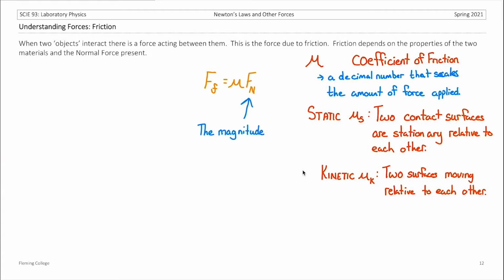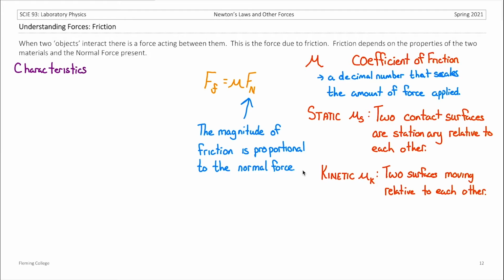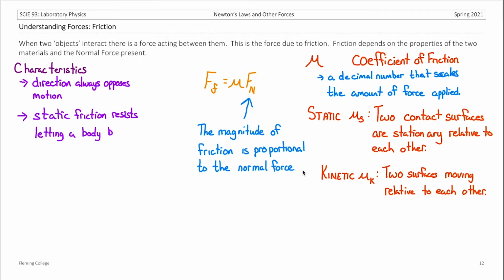From the equation, you'll see that the force of friction depends on the amount of normal force. So if we have more normal force applied, then we will have more friction. If we have less normal force applied, then the friction will decrease. As I said, our equation is focused only on the magnitude, and we will have to interpret the direction. That direction will always oppose motion. Generally, static friction resists letting a body begin to slide, and kinetic friction is constantly trying to slow a moving body down.